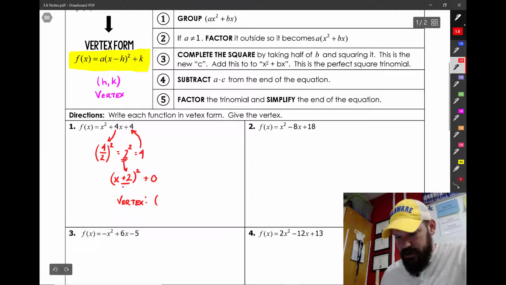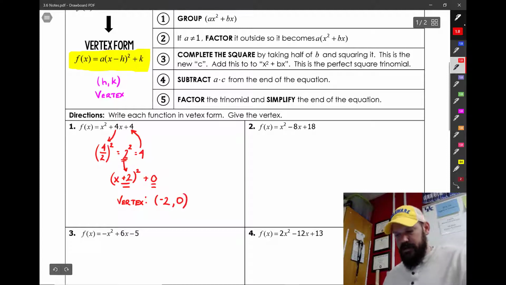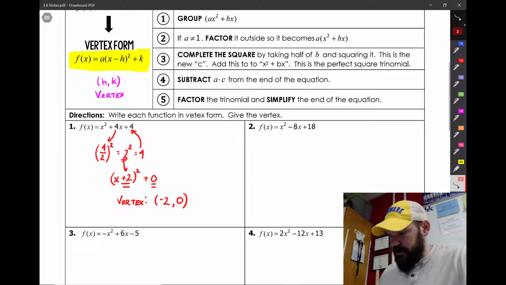is going to be -2, 0. Okay. The -2, we just take the opposite sign of what is in the parentheses there, and then our 0 is the k value, and so we have a vertex of -2, 0.